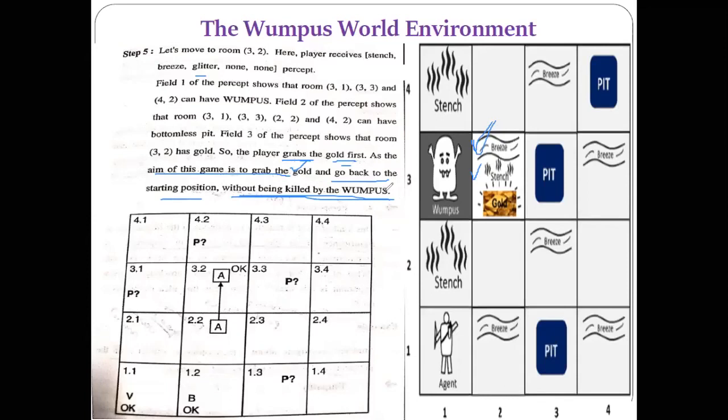3-2, 2-2, 2-1, 1-1. Yes, this is the 2-2. Then from 2-2 he can go to the 2-1 and then he can go to the 1-1. Is there another option also? No sir.